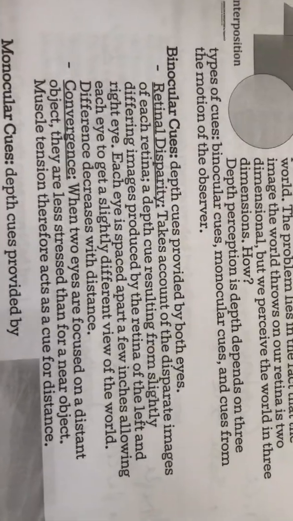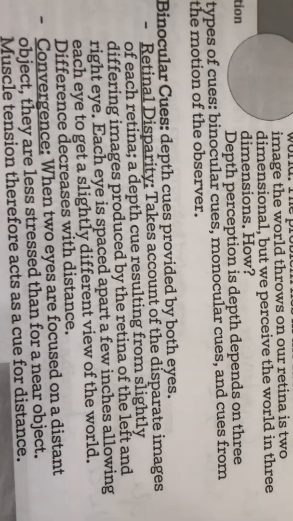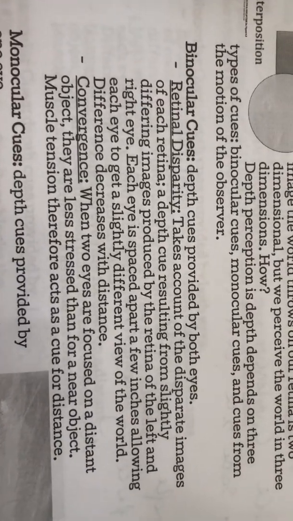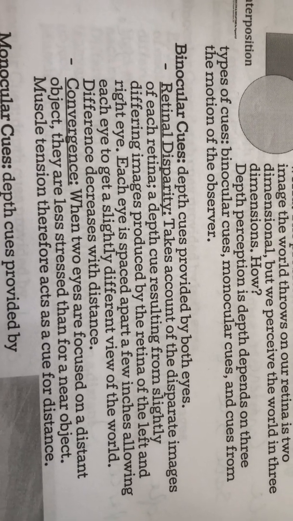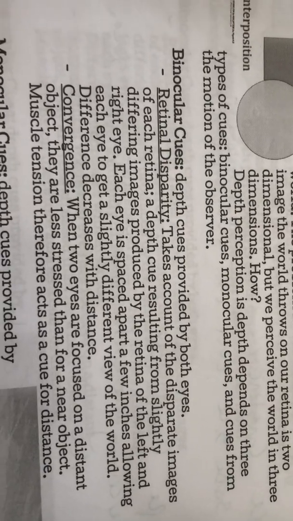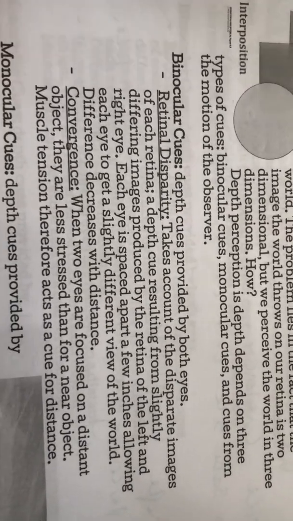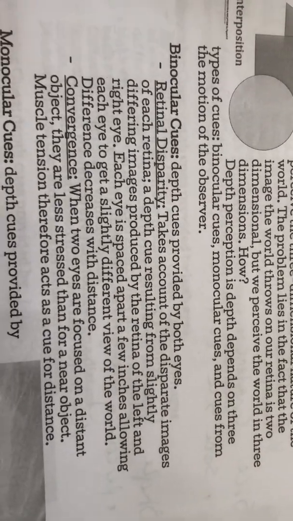So retinal disparity is just saying that each of our eyes, from the left and the right, sees an image and it puts it together to create our whole view. Farther away, the differences will be smaller. If you close one eye, look at something, and then open that eye and close the other eye, you'll see that the image kind of moves. Farther away objects won't move as much when you do that.